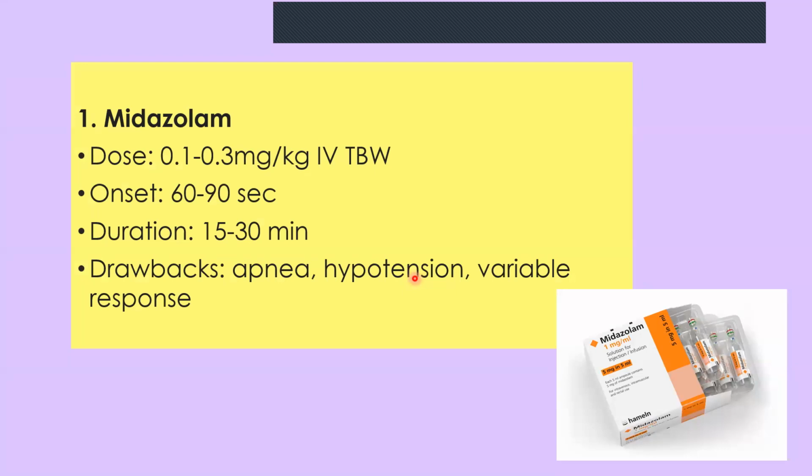The dose is 0.1 to 0.3 milligram per kilo IV, times total body weight. The onset is 60 to 90 seconds and it can last around 15 to 30 minutes. The adverse effects are apnea, hypotension, and also variable response. It is a clear colored drug. Hypotension and apnea can be caused.